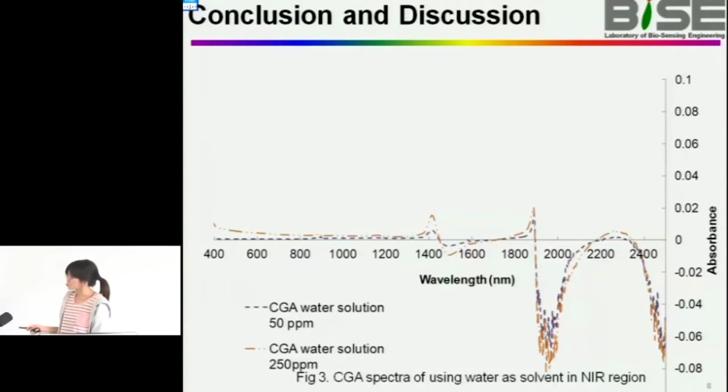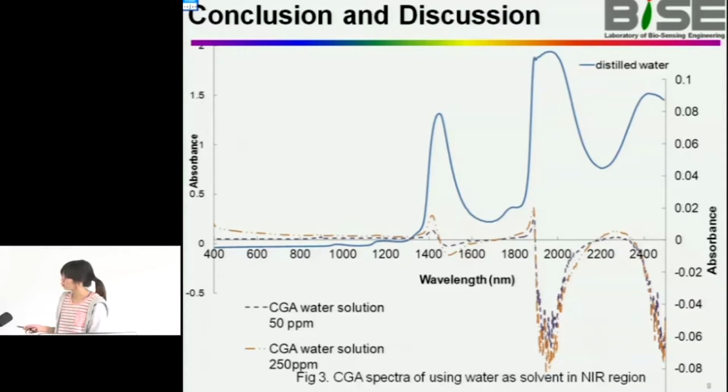Ideally, the spectrum should just represent CGA information, because water information has already been removed as we are using water as a reference. From the result, we can see that some of the absorption values are negative. This is because water has strong absorption in these 2 regions. We can see that the water absorption is more than 1.5, and the CGA absorption is just 0.02.